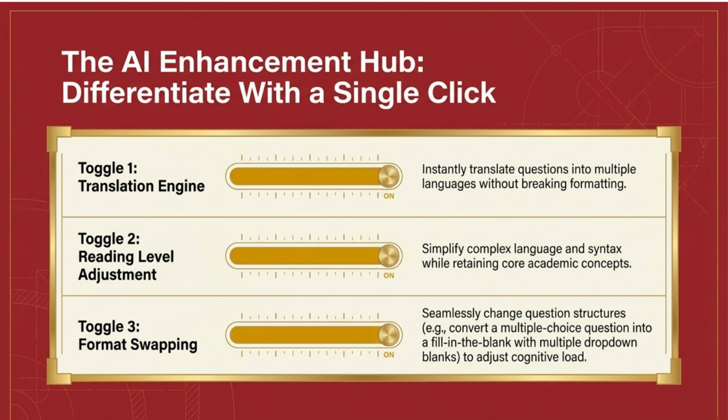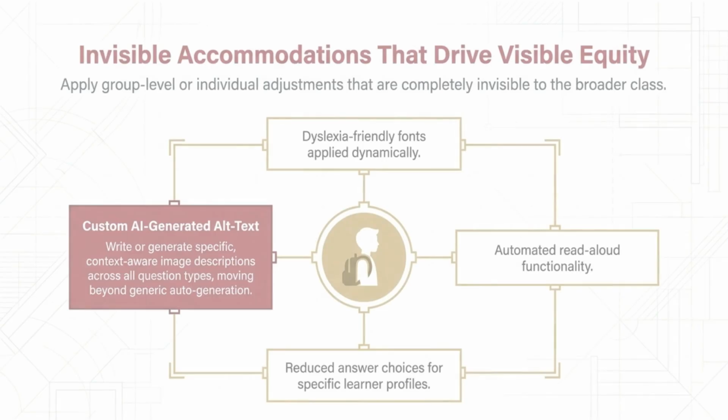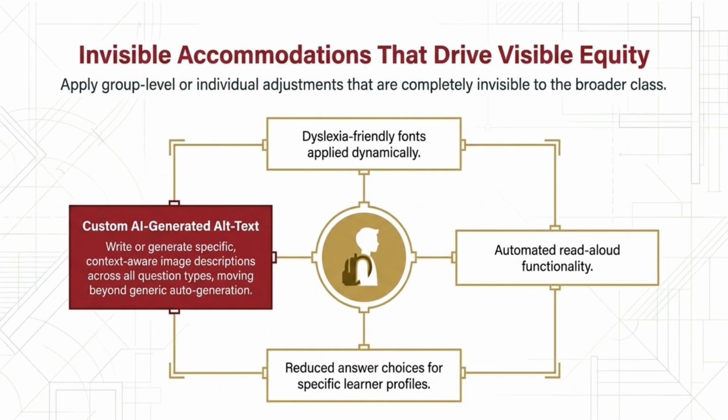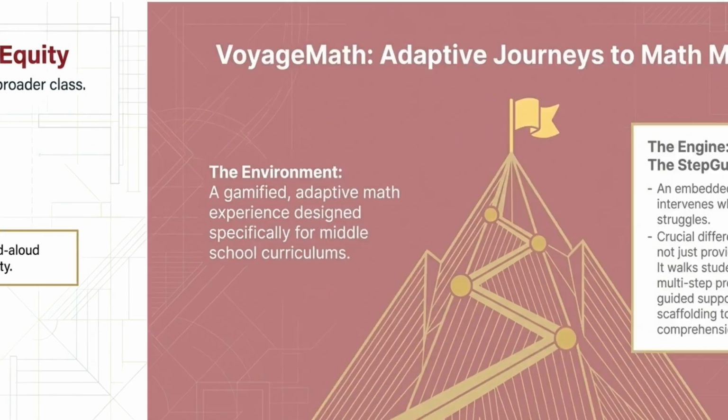Toggles allow for instant translation, reading level adjustment, and format swapping to adjust cognitive load. Wayground provides invisible accommodations that drive visible equity. Apply group or individual adjustments like dyslexia-friendly fonts, automated read-aloud functionality, and custom AI-generated alt text.